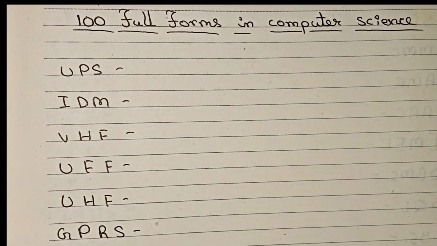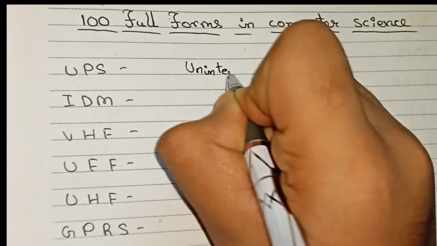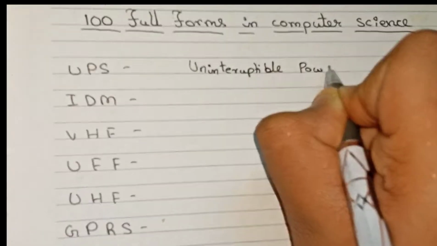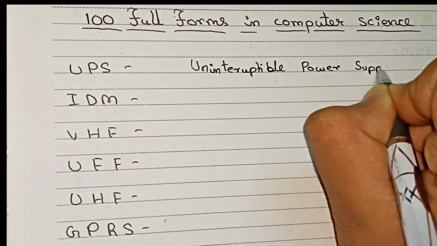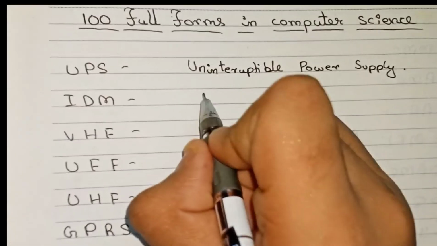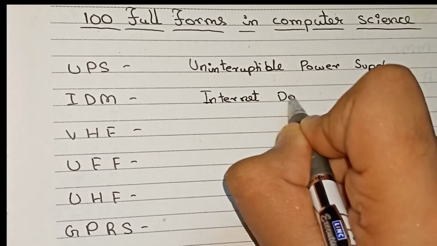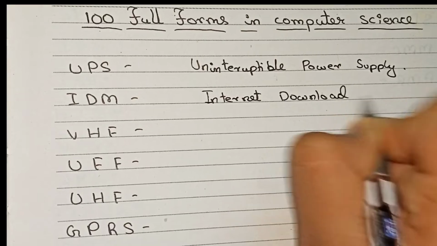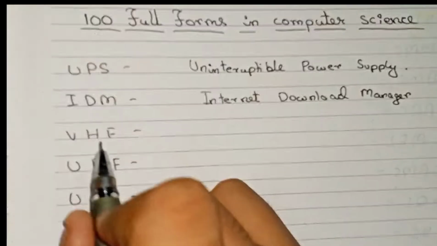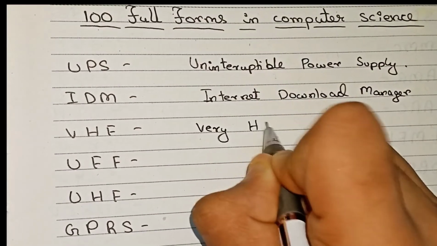So let's start. First, the full form of UPS. That is uninterruptible power supply. Next is IDM. The full form of IDM is Internet Download Manager. Next is VHF, that is very high frequency.